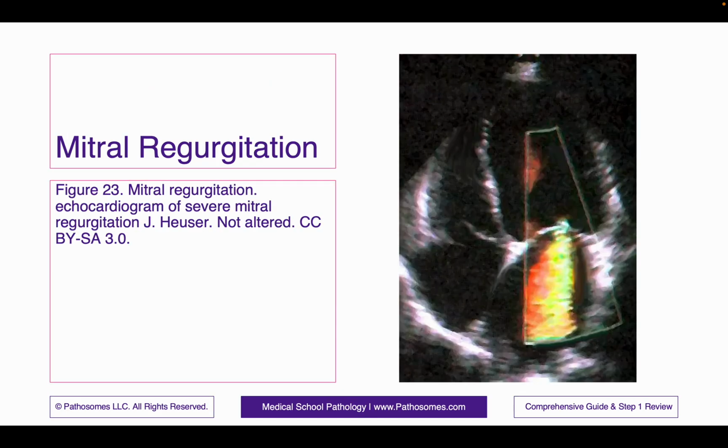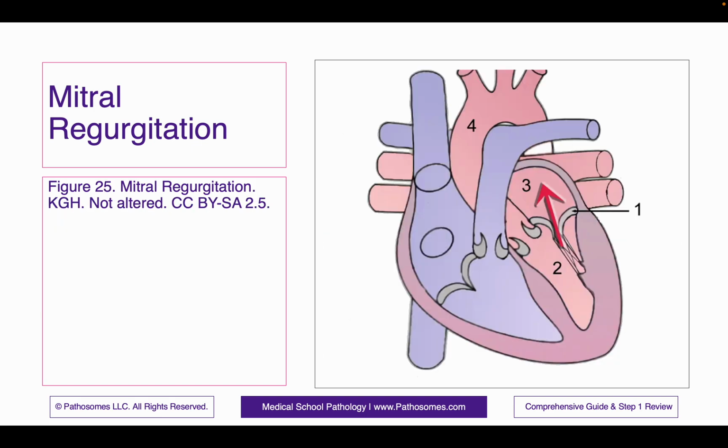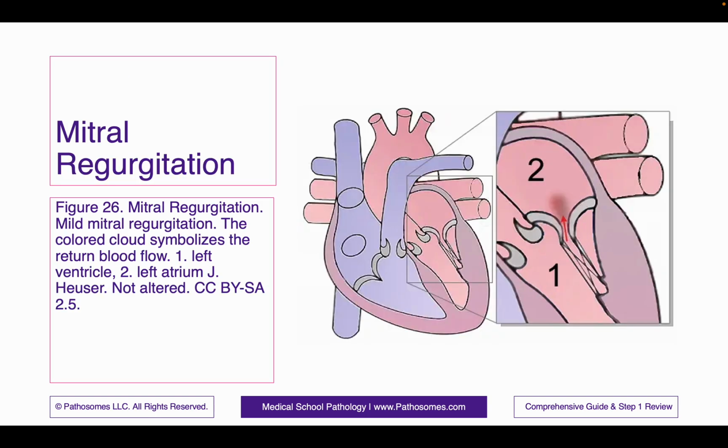And here we have imaging showing a severe mitral regurgitation. And here we have a comparison between mitral valve regurgitation and mitral valve stenosis. Here's another cartoon showing mitral regurgitation. You see the way that the blood's flowing? Do you see which way that the valves are pointing? And again, mitral regurgitation. And note that the colored cloud symbolizes the return blood flow. 1 is the left ventricle and 2 is the left atrium.